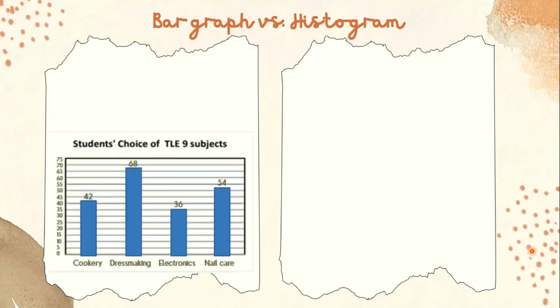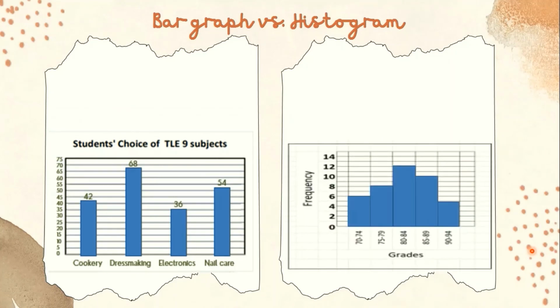Now that we're done discussing each of the graphical representations one by one, let's compare them side by side. First, with the bar graph and the histogram. Nabanggit natin kanina that a histogram is a type of a bar graph. This is what a bar graph looks like. At ito naman yung nagawa nating histogram kanina. Comparing them side by side, makikita agad natin yung difference nila.